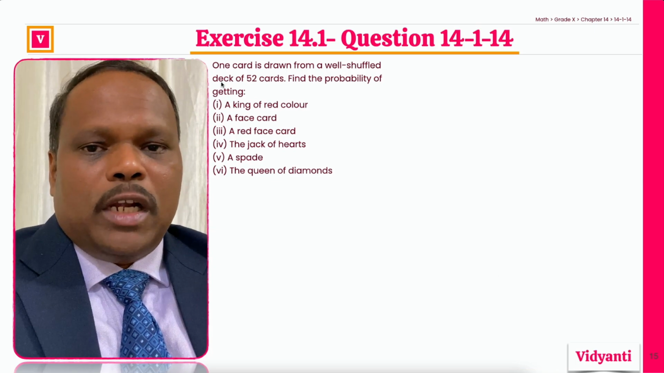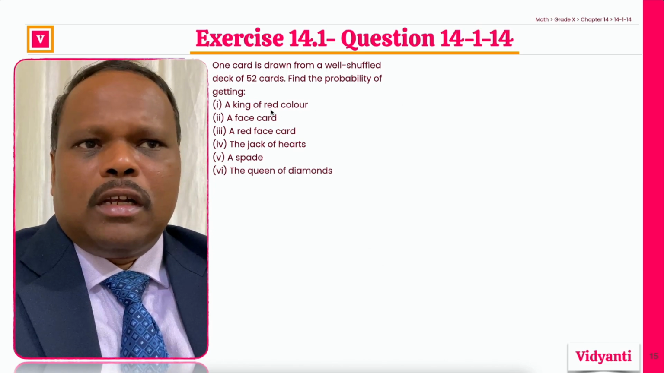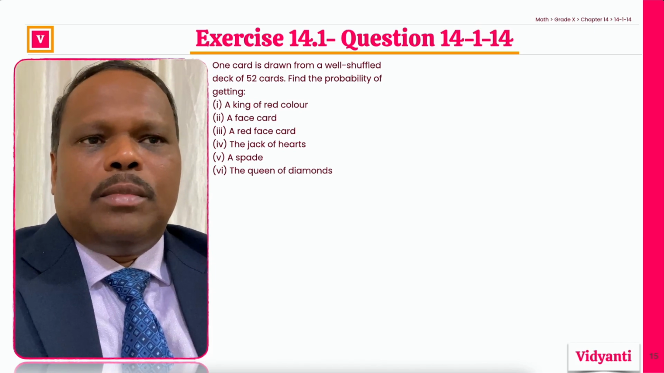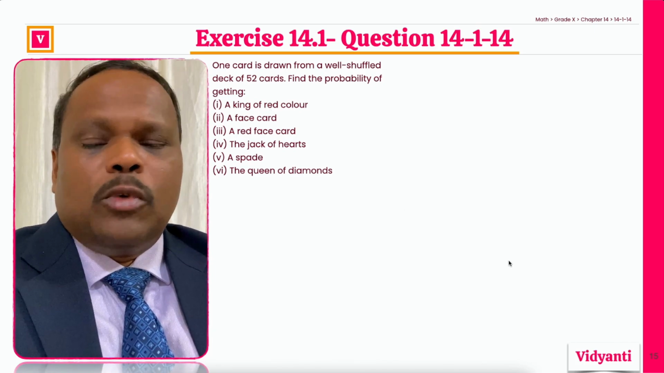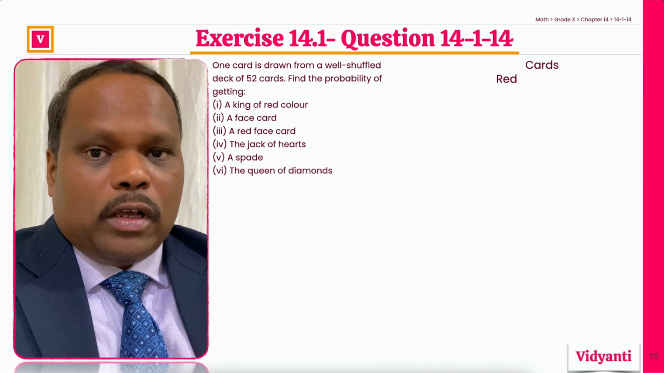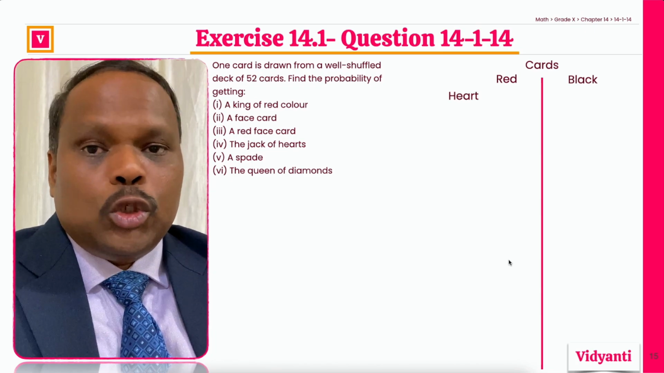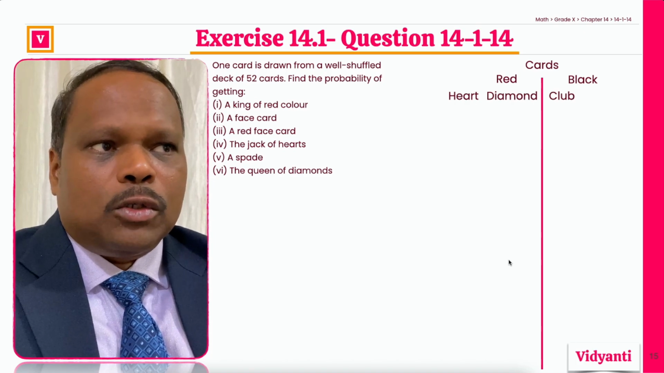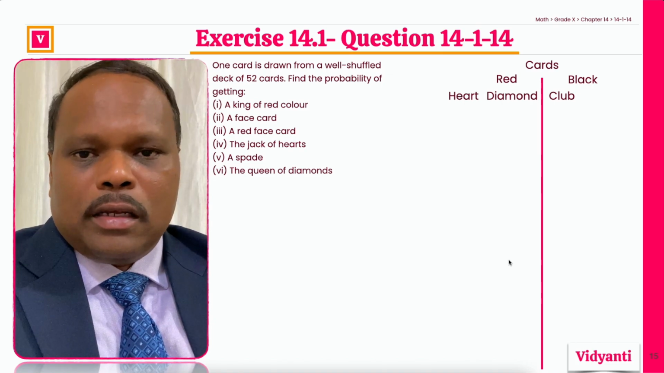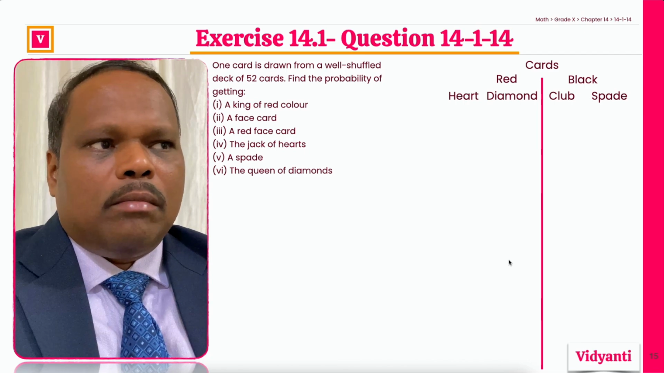A deck means a complete pack of 52 cards. Let us see the terminology, because here they're talking about red card, black card, spade, club, face card, number card. So I'm going to quickly revise the terminology. A card can be of two colors, red or black. Red color is divided into two suits and black color is divided into two suits. A red card can be heart or diamond, and a black card can be club or spade.